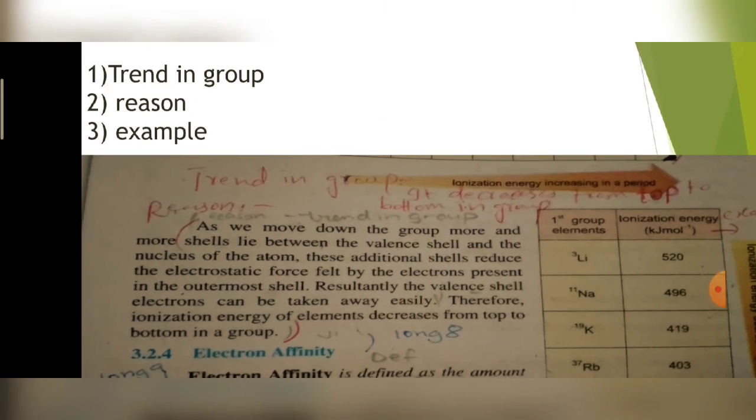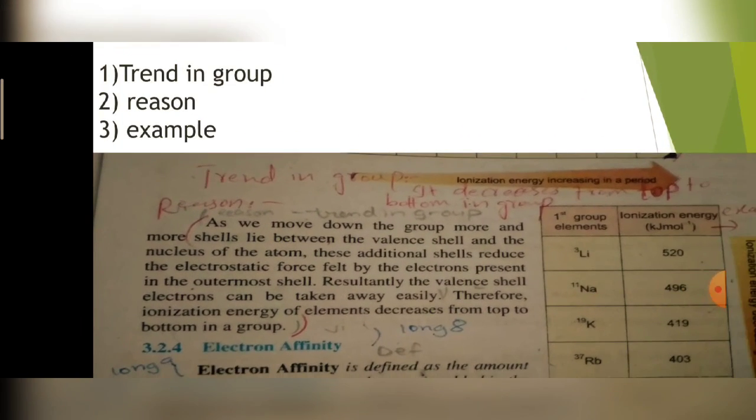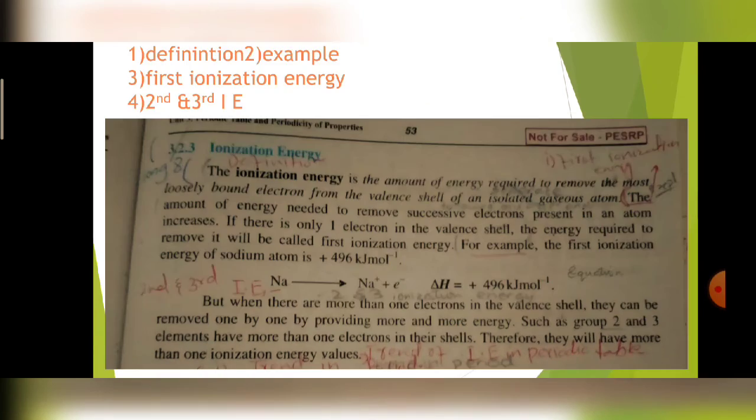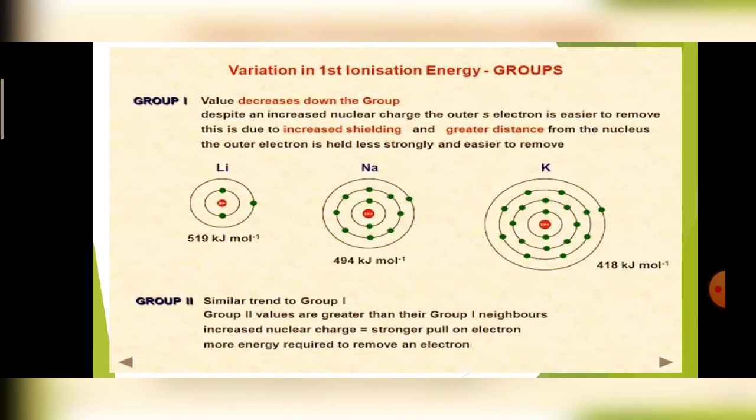So this is the long question 8 of the exercise. Next we will discuss long question 9, electron affinity, in our next lecture. Till then, Allah Hafiz. And here is more explanation of the trend of ionization energy in the groups.